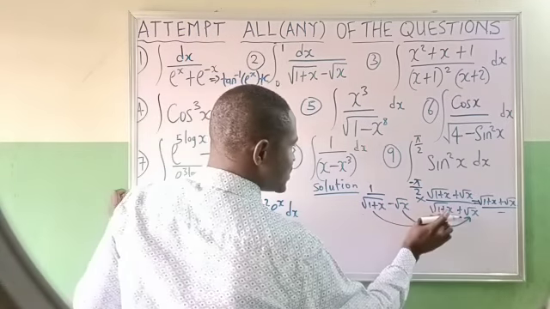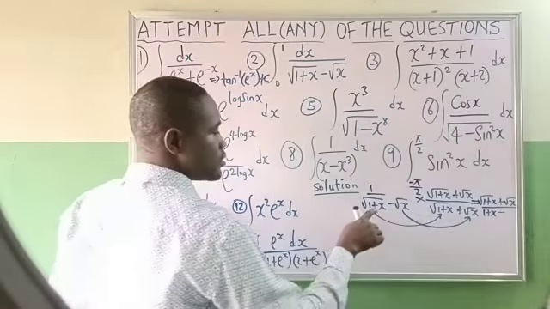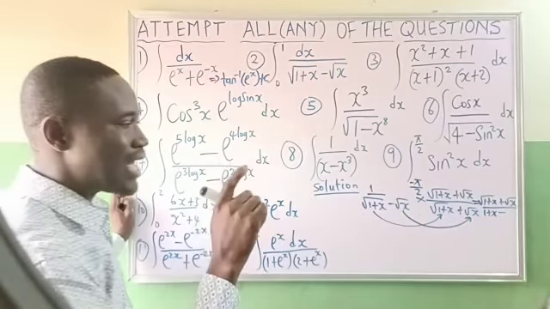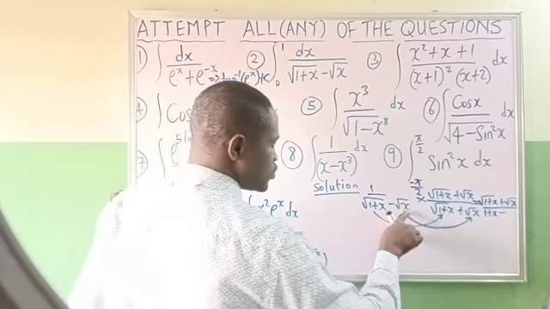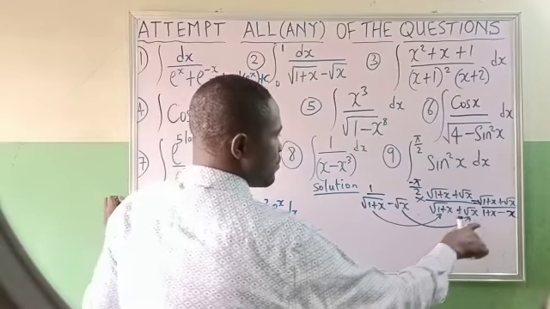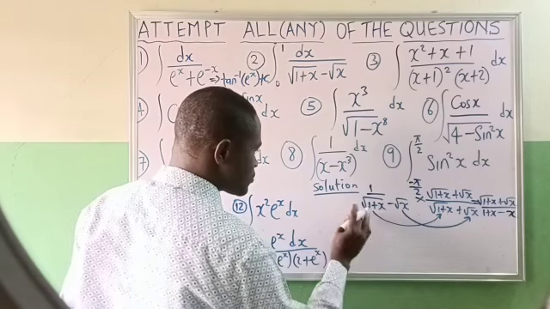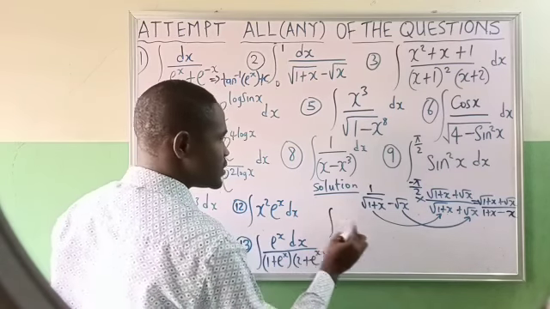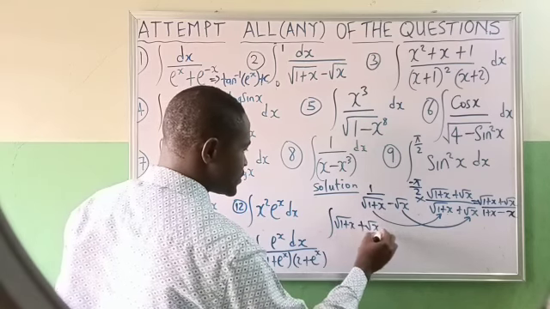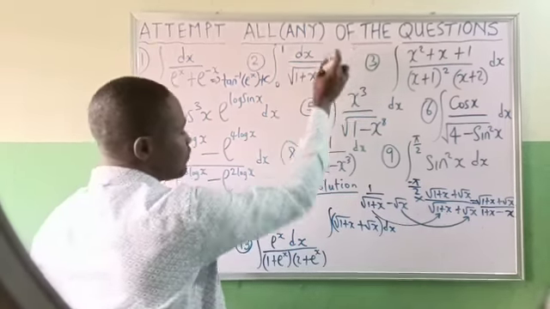This times this will give me 1 plus x. Why? Because this and this are under the square root and they have the same number. Root x times root x will give me x. 1 plus x minus x, the x's will go, remaining 1. So everything over 1. It means I am now to integrate root of 1 plus x plus root x dx. That is what I am to integrate. So the totality of what you have here is this.